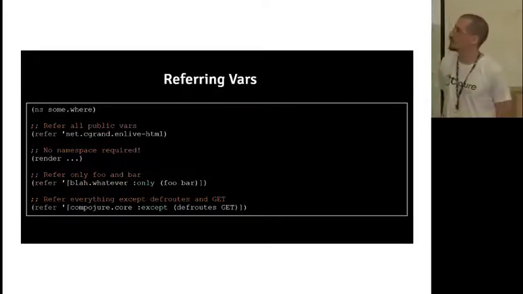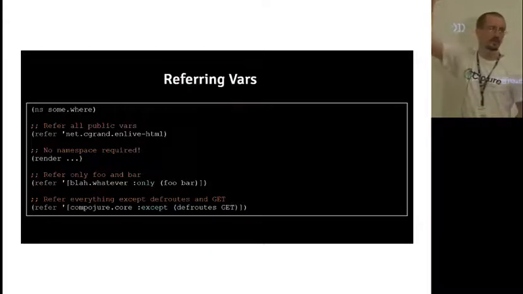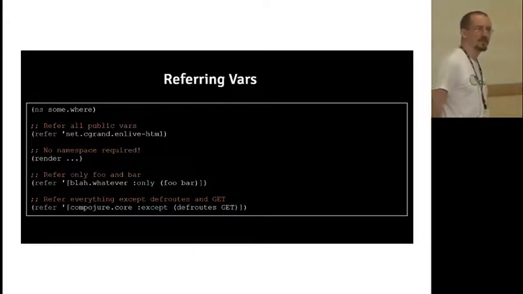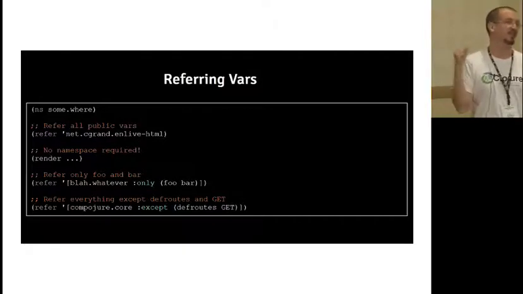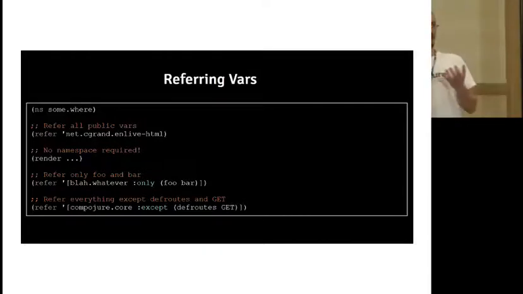Correct. Their question was, would you previously have had to require this library in order to be able to refer? Yes, because what is refer going to do? It's going to go look for the namespace net.cgrand.enlive-html, and copy a bunch of symbols out of its maps, or copy a bunch of entries out of its maps, right? You can't do that if that doesn't exist yet. And in order for it to exist, you had to have loaded that file.